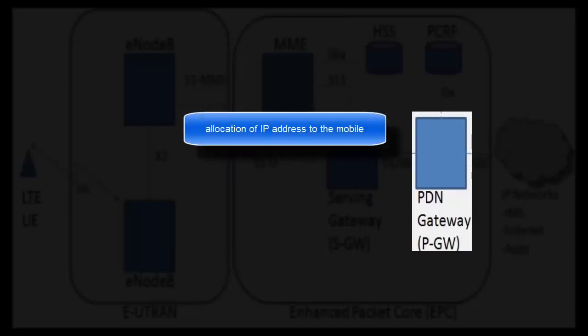PDN gateway has two main responsibilities. First is allocation of IP address to the mobile. When you switch on data in your mobile to connect to the LTE network, an IP is allocated to your mobile. That IP is allocated by the PDN gateway.